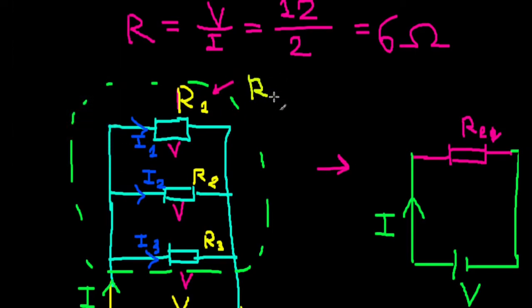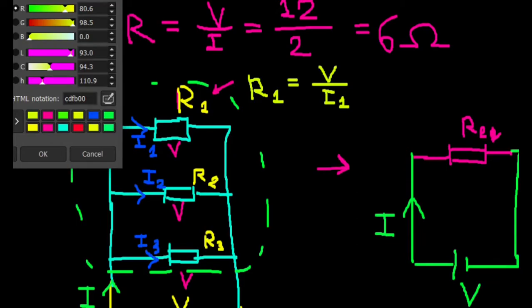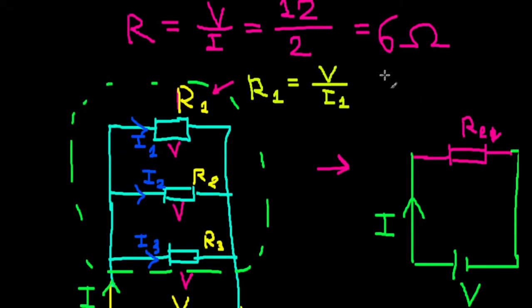It tells us that the resistance is equal to V, the voltage across it, divided by the current through it. It's all a mess. I often jumble up the words across and through. Anyway, so this is what Ohm's law tells us.